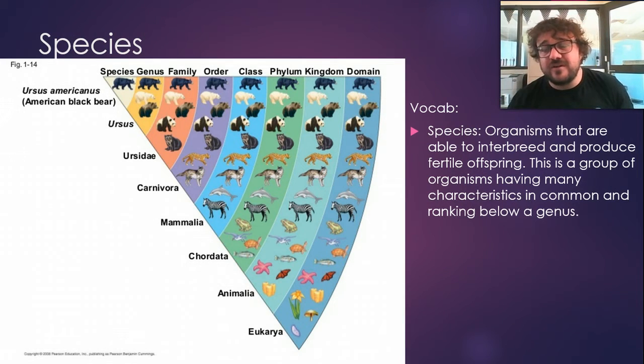So first off, a species. Well, basically, it's an organism that's able to interbreed and produce fertile offspring. Okay, so this is a group of organisms having many characteristics in common, and it ranks below genus. So let's have a look.